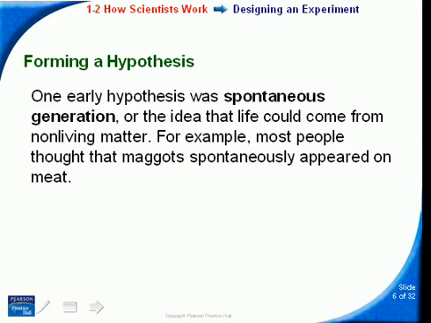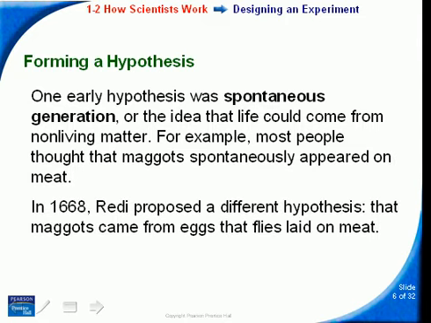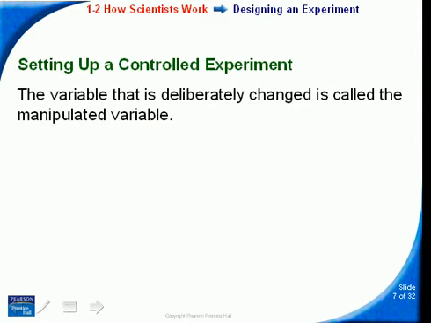So on to the next step, forming a hypothesis. One of the first ones was the hypothesis of spontaneous generation, which basically means that life can just sort of happen. It doesn't have to come from some other living organism. It can come from non-living matter. Some people believed that maggots just magically appeared on meat. So, a scientist named Redi proposed a hypothesis that maggots came from eggs that flies laid on meat, and he went about testing this hypothesis.